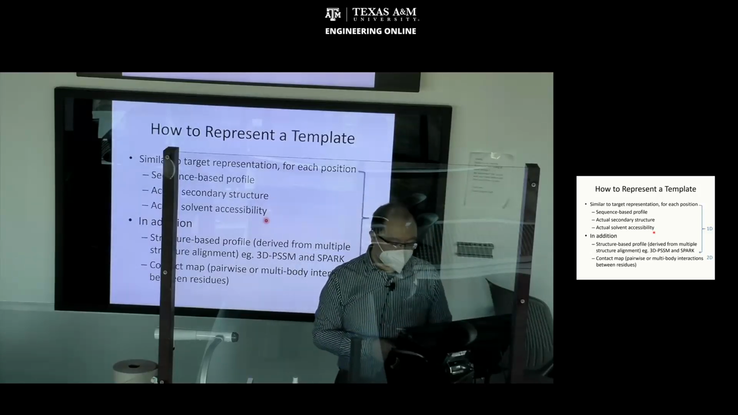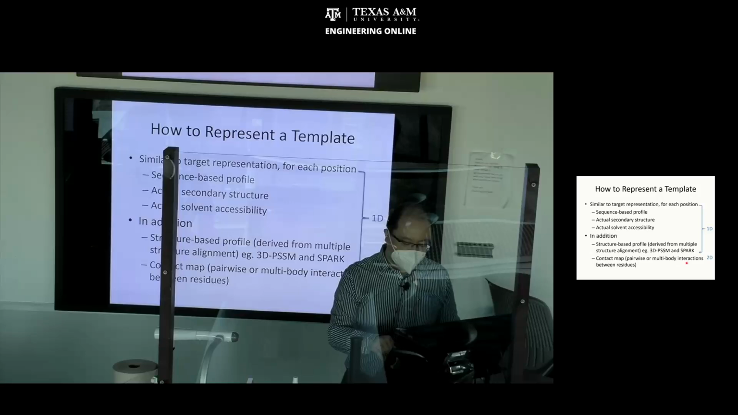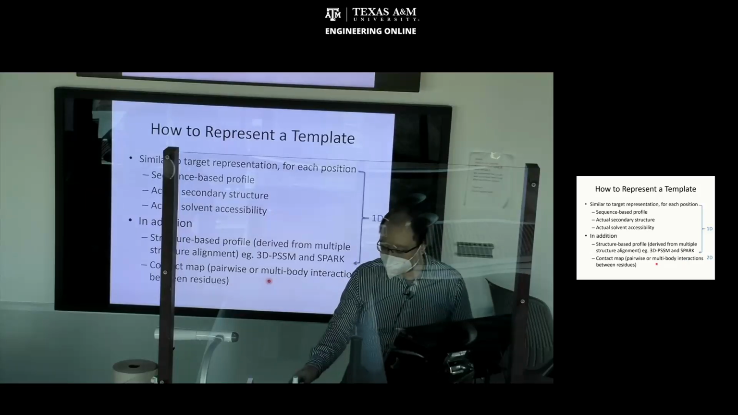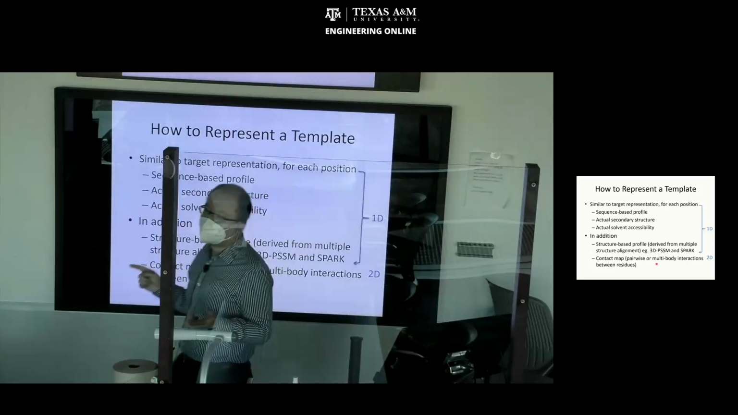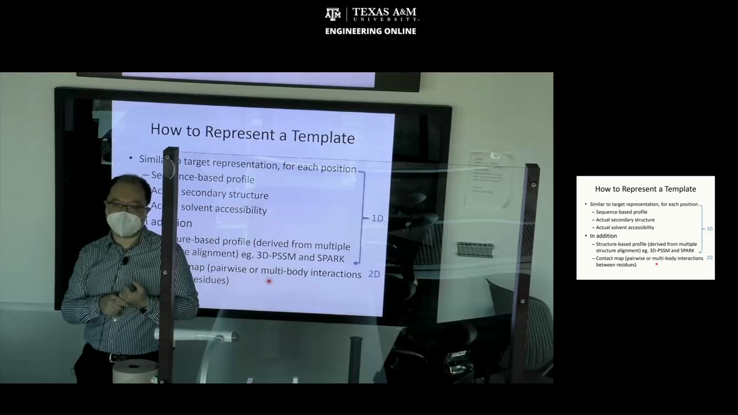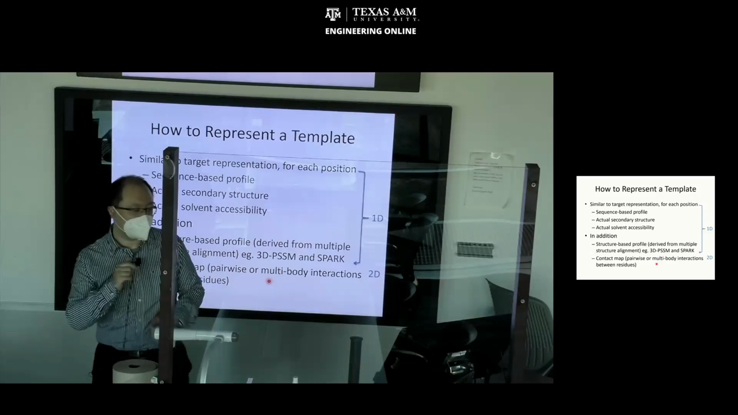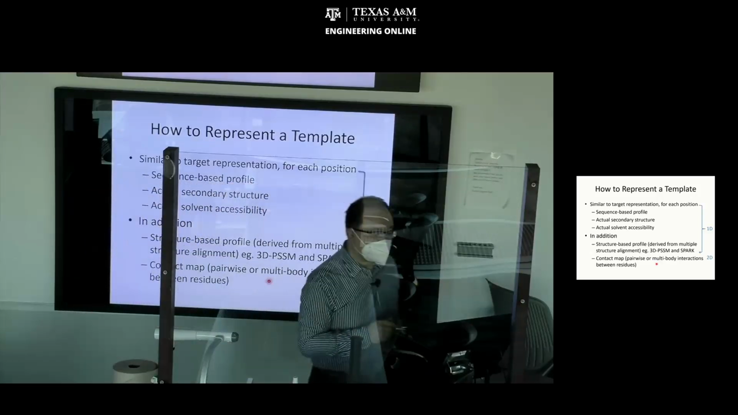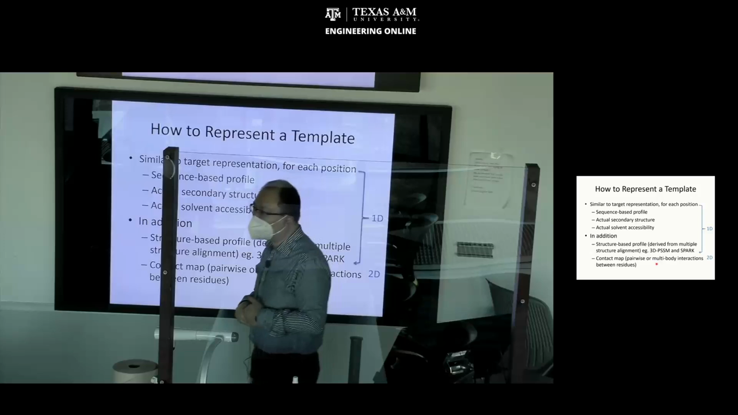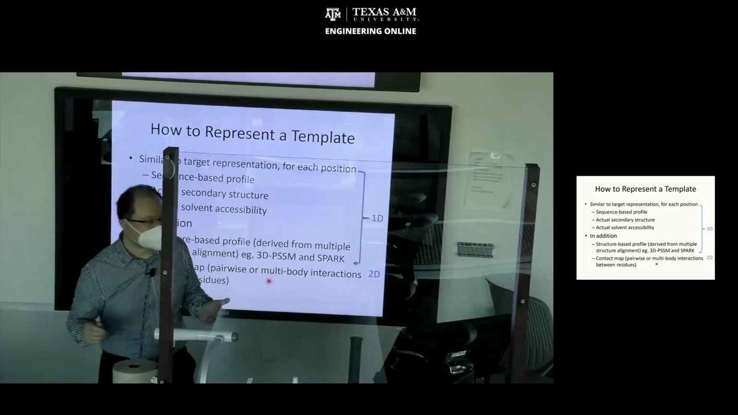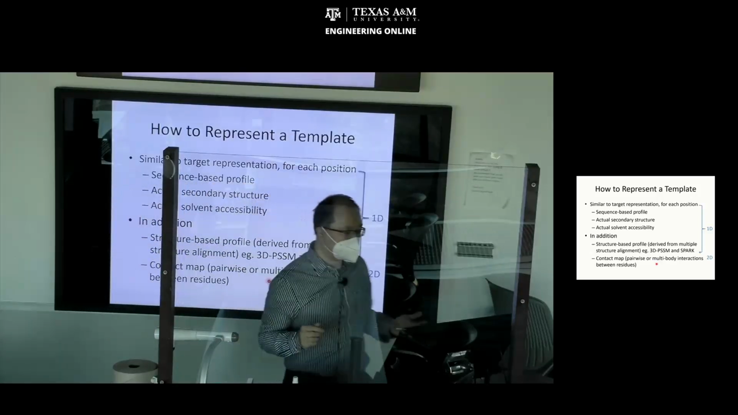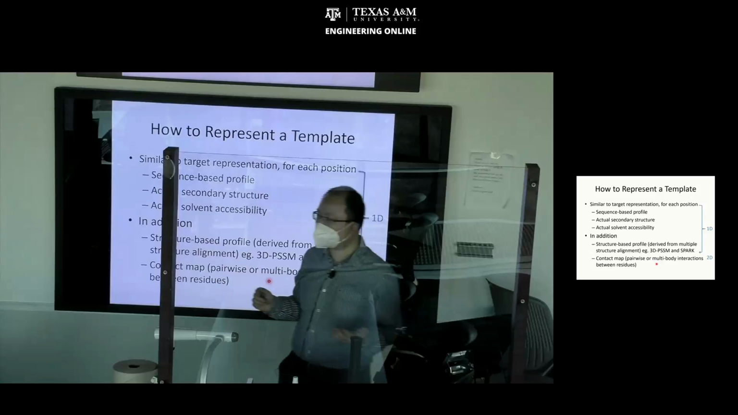So before we talk about additional representations, now that you know both templates and sequences, the query sequence and the template folds can be represented in 1D, right? Do you have an algorithm to align them?